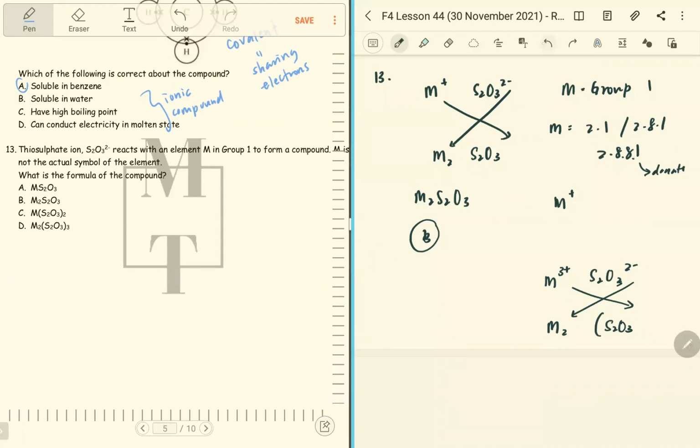If you don't put this bracket and you just put 3 here, first of all, it looks weird. Second of all, it only belongs to O3. So if you're doing the cross method, you need to be careful in this case. If the whole complicated negative ion is quite long, make sure you put a bracket so that the 3 belongs to the S and also to the O. But this is just an example. It's not relevant to this question. Just take note.